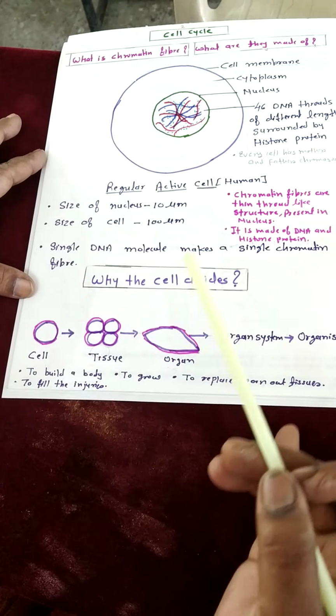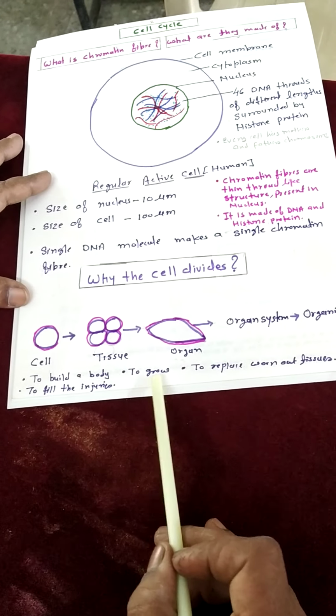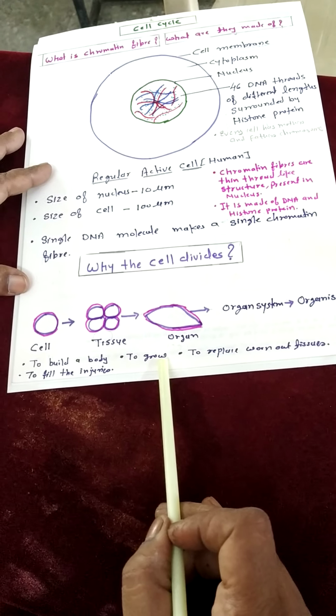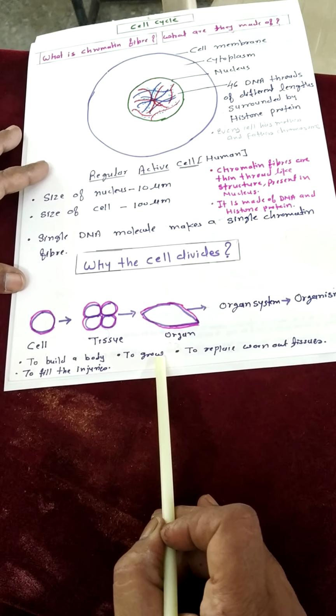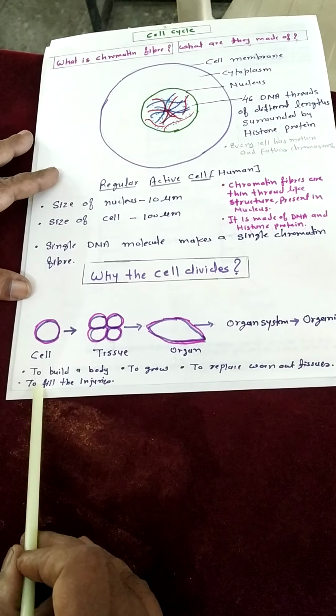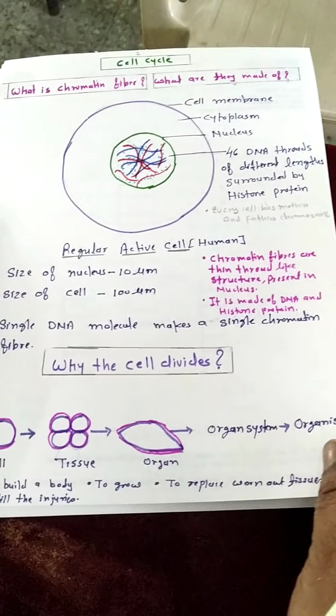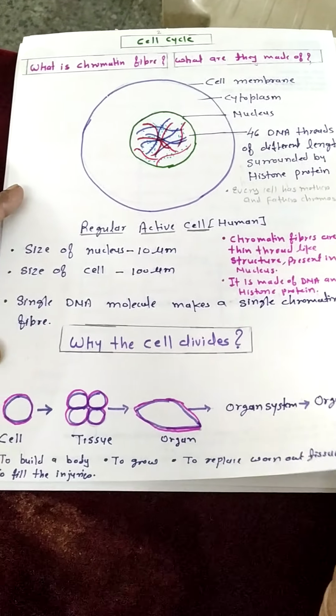Another function of cell division is that to grow in height and to grow in weight, the cells have to divide. To replace worn out tissues, the cells have to divide, and to fill an injured part, the cells are divided. So the cell divides for these purposes.